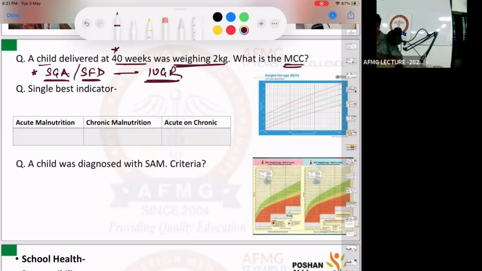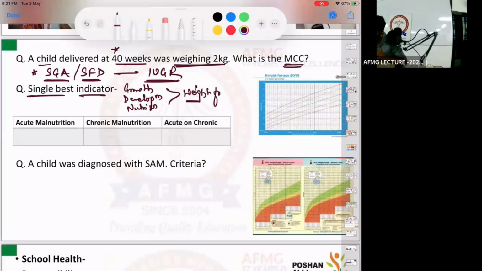Single best indicator for health assessment, or single best indicator for growth, for development of a child, or for nutritional status of a child, is weight. Okay, single weight. If it has been given as weight for age, then single best indicator for growth, development or nutritional status is weight for age. Please remember this. Okay, no issues with this.